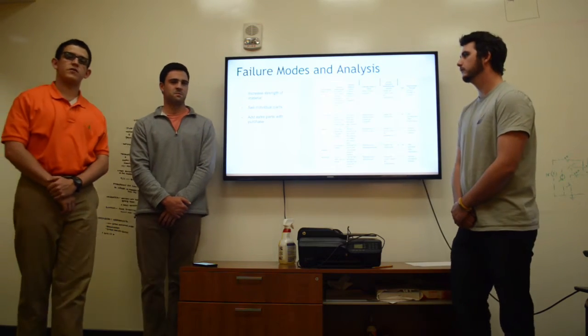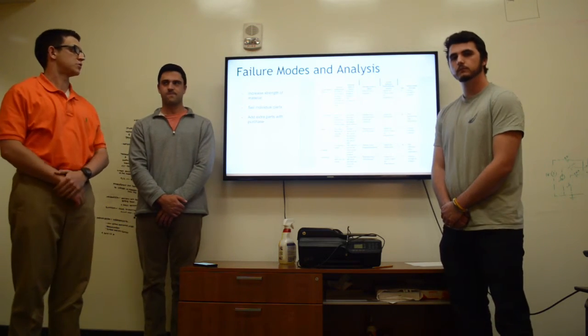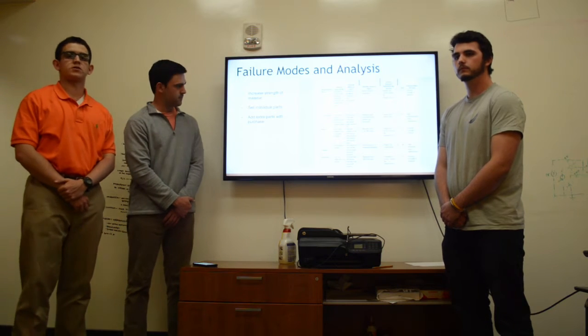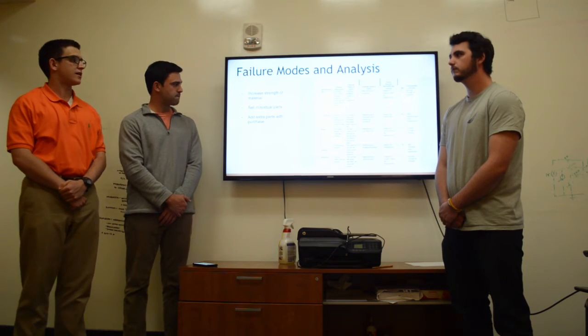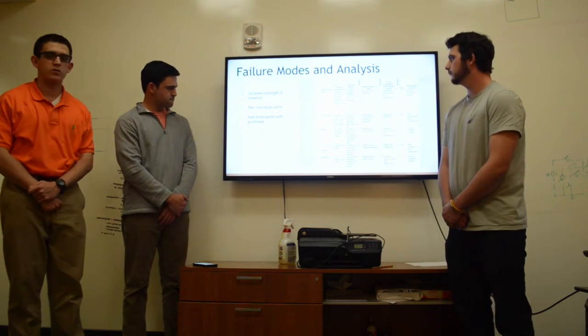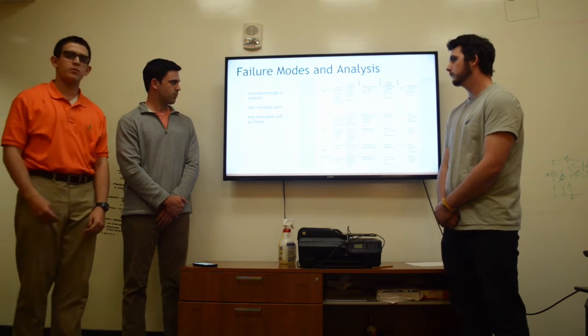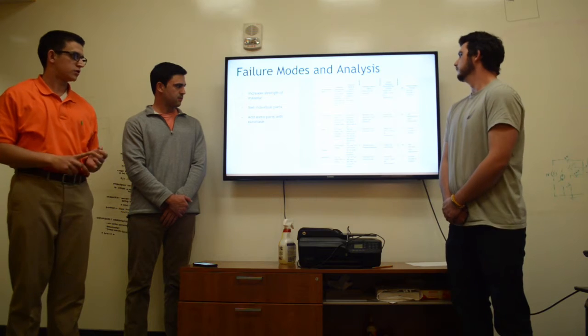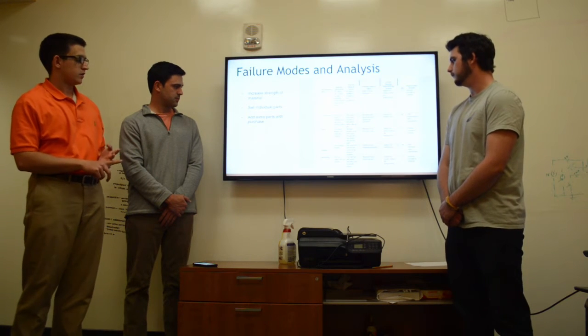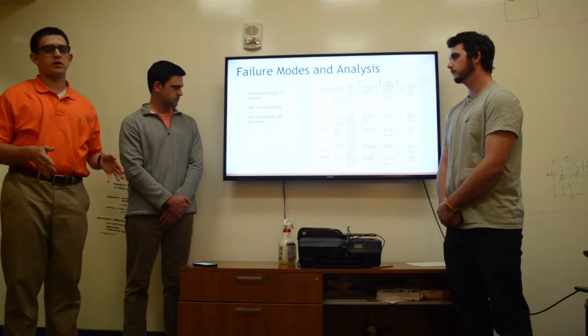Okay, so in order to develop the best product that we can for our customers, we need to determine what parts have the highest potential for failure. So we did failure modes and analysis to determine this. So we have the components of our BRG, which include a wheel, the servo motor, the ramp, the Arduino, and the rail or the guide.